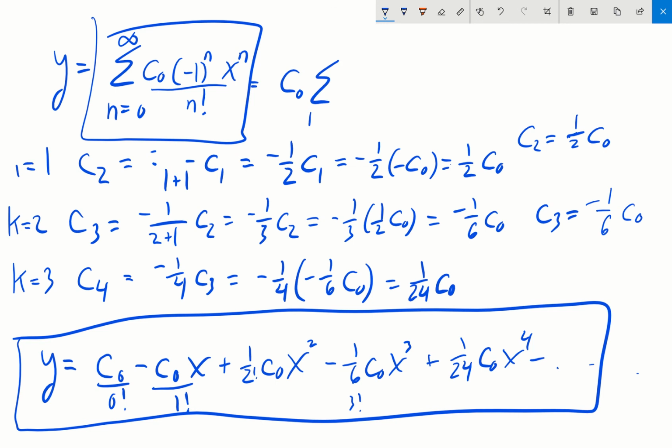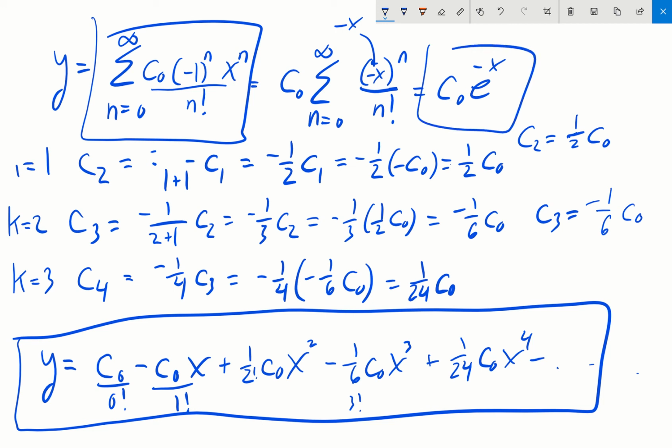But to reconcile this against what we know is the solution in the very beginning, we can rewrite this as c_0, pull the c_0 out. These are both to the nth power, so we can think of this as negative x to the n, all divided by n factorial. So there's a negative x in there. This thing here, we recognize as being the power series for e to the x, but with a negative x plugged in. This is simply c_0 e to the negative x, which is what we knew the solution was up front, because we knew how to solve homogeneous linear differential equations for a while.